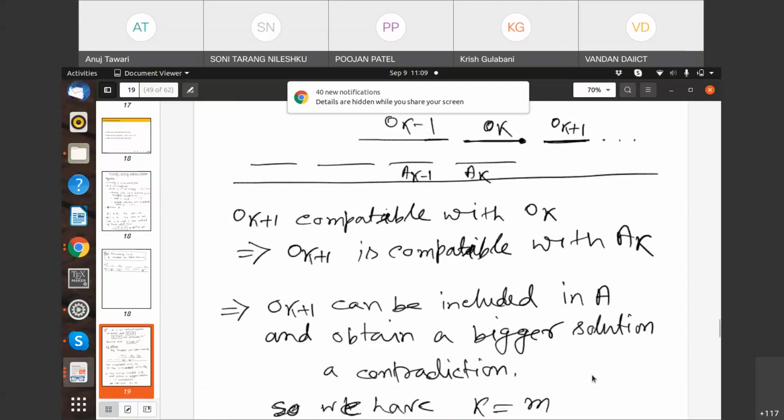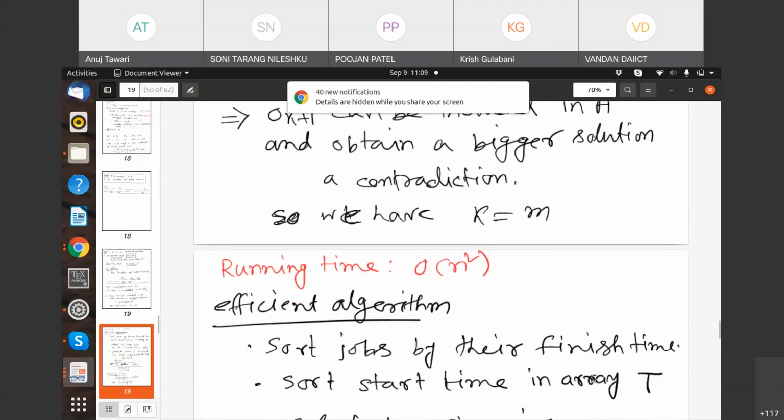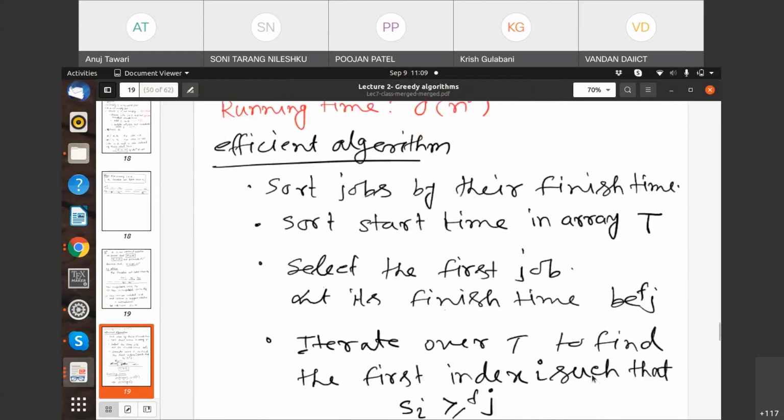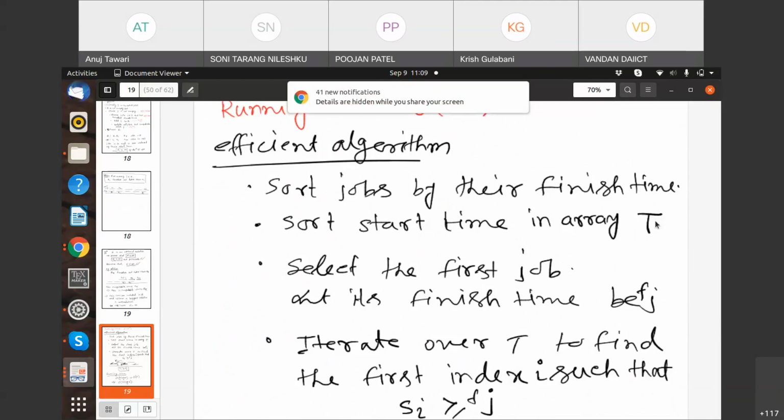So yeah, we got an n square type solution, and obviously you want to do better. You want to reduce the time complexity to n log n. So here is another efficient algorithm. Sort the jobs by their finish time, sort the start time in array T. Okay. So we process jobs in increasing order of the start time, and then iterate over this array T to find the first index I such that Si is greater than the finish time of J.